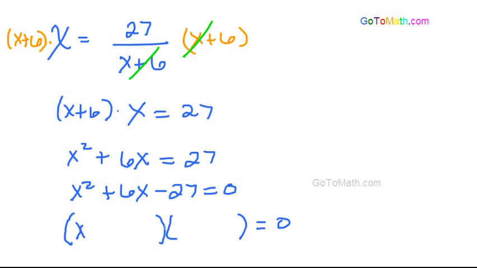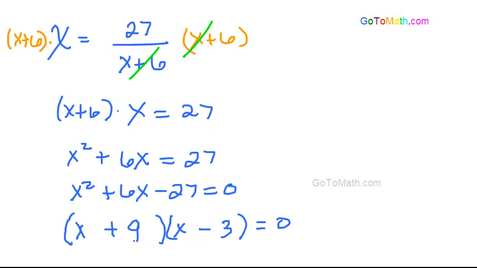So we know we're going to have an x and an x. 27. 9 and 3. Now you notice that's a negative. So one of these is going to have to be negative. Let's put a 9 here. And let's make that minus plus 3. Negative 9. Oh, that's not going to work. What was I thinking? I wasn't.